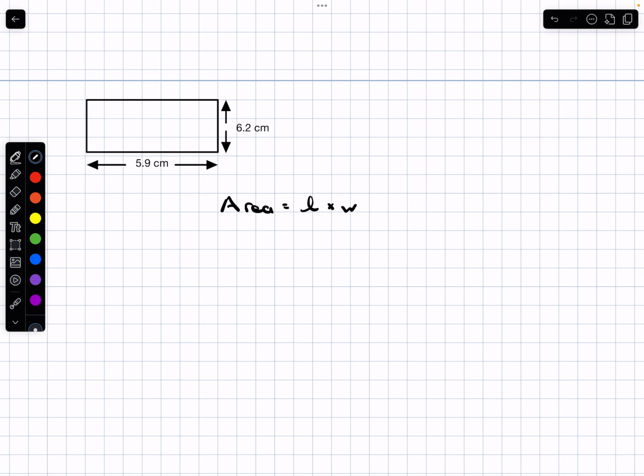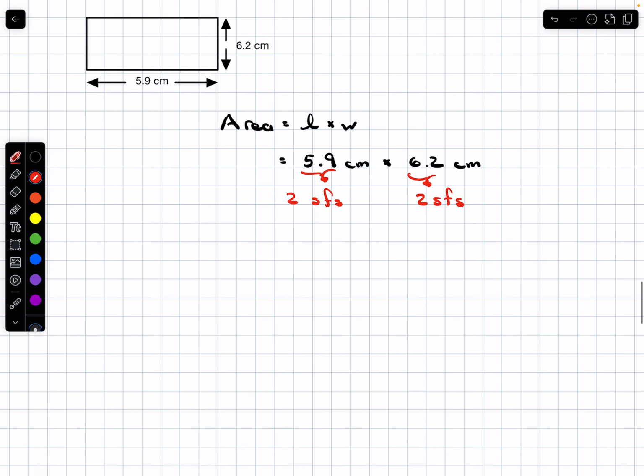So let's go ahead and plug in our values. We've got 5.9 centimeters times 6.2 centimeters. And you'll notice here we've got 2 sig figs for each one. So 2 sig figs and 2 sig figs. I'm just abbreviating sig figs with SS because I'm lazy.